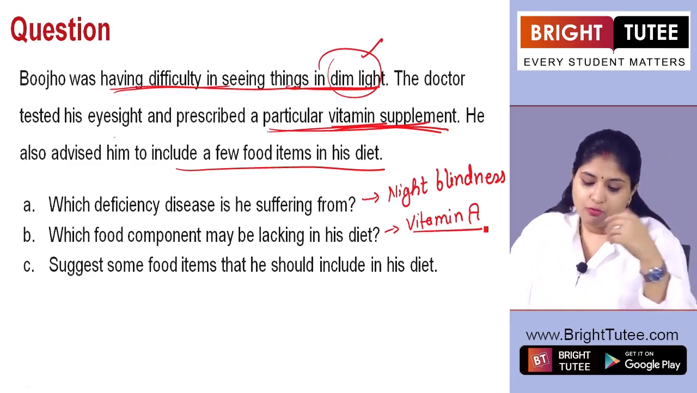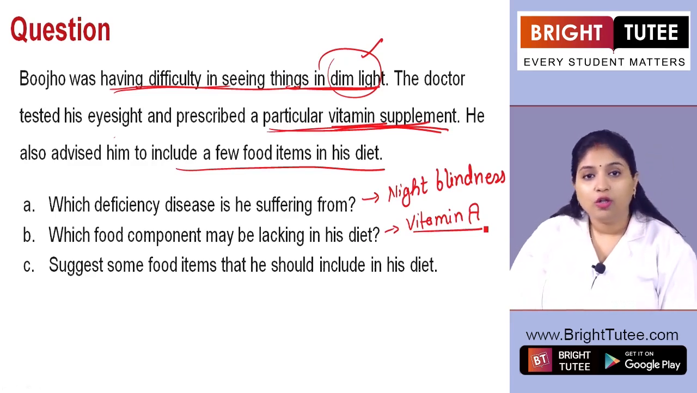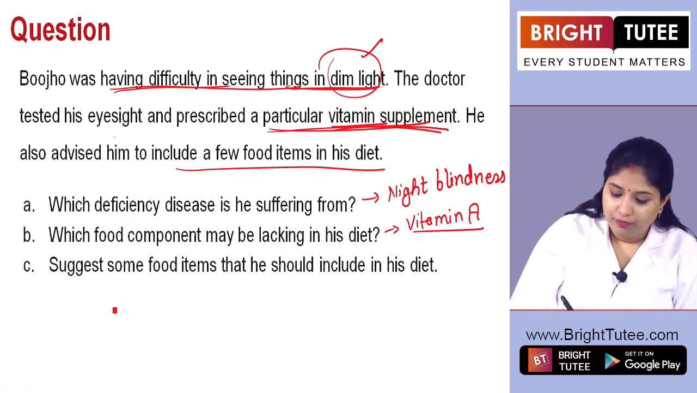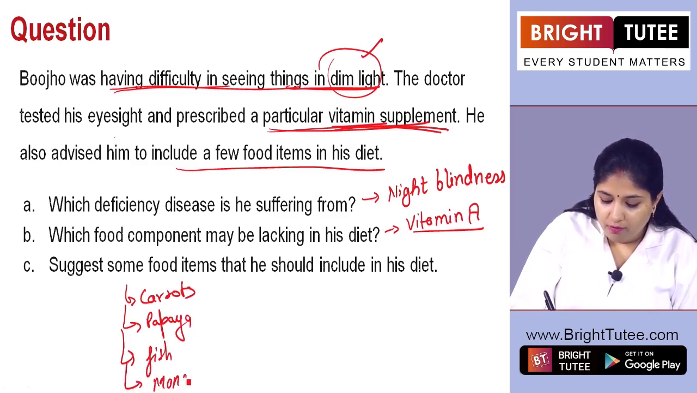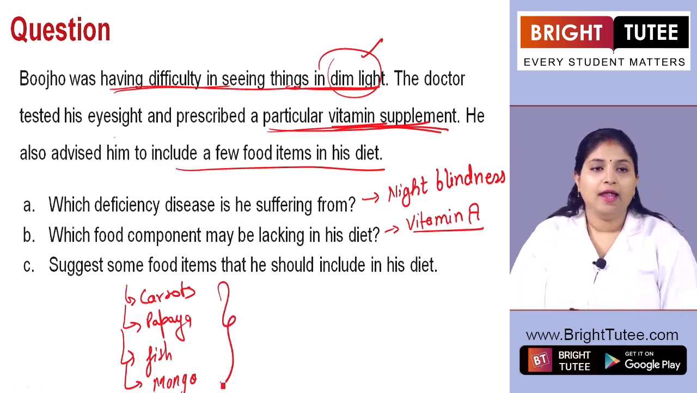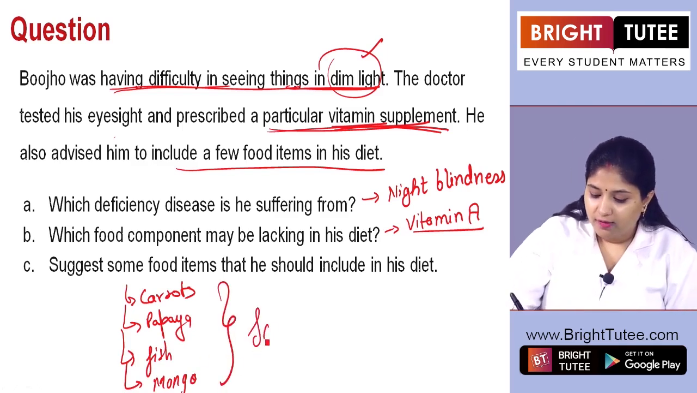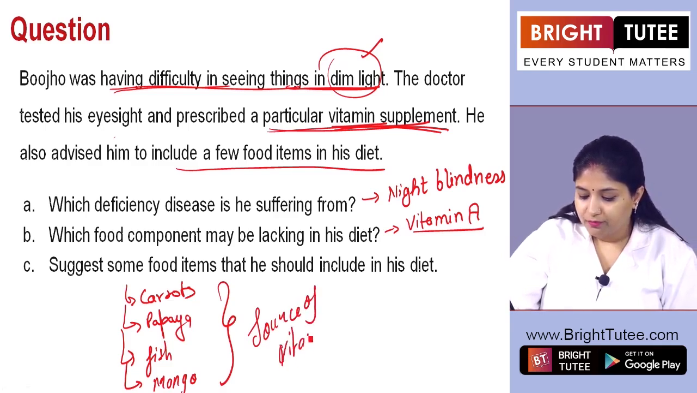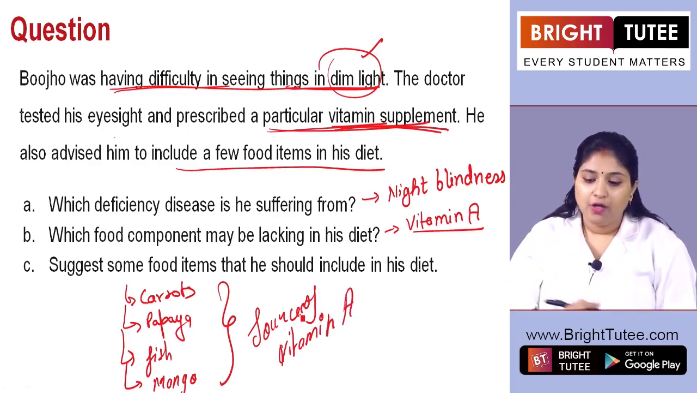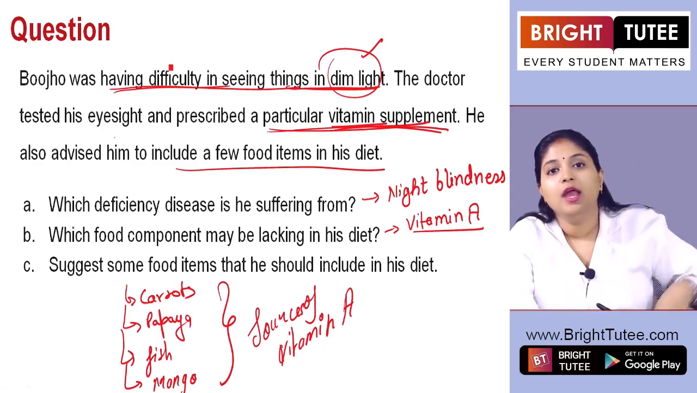Then suggest some food items that he should include in his diet. So what all things have vitamin A? We know carrots are rich in vitamin A. We know that papaya is one of the foods which has vitamin A. Apart from that, we have fish. Then also we have mango. All of these things he can include in his diet. These are sources of vitamin A, right? So this is something which he can include in his diet to overcome his problem of night blindness.